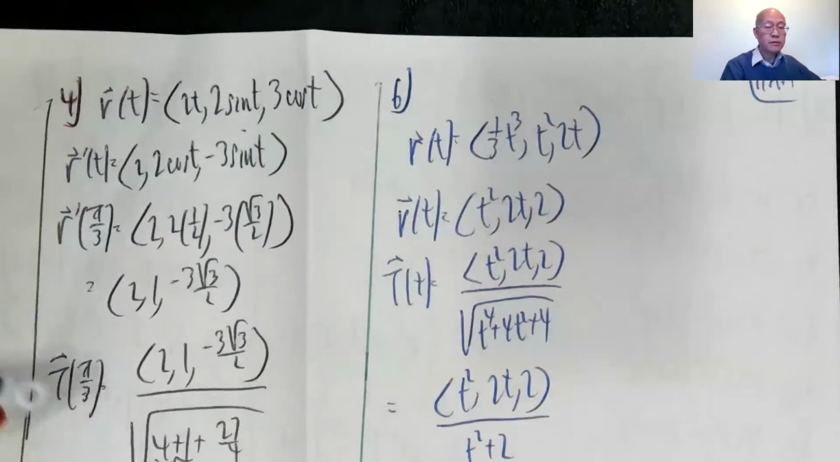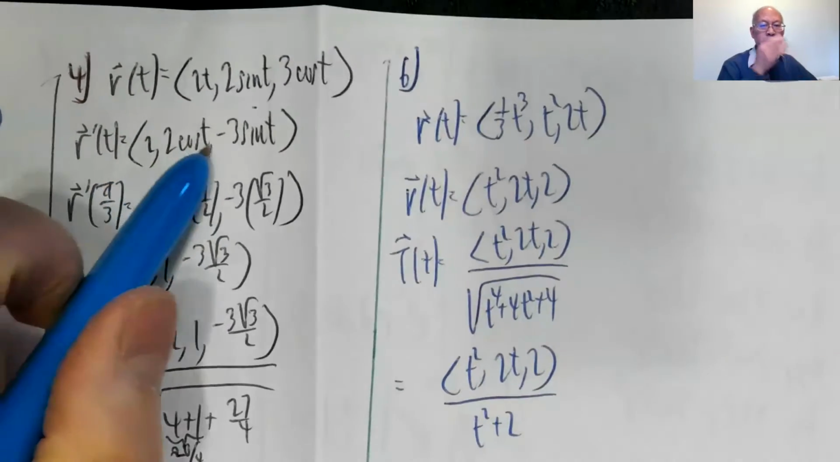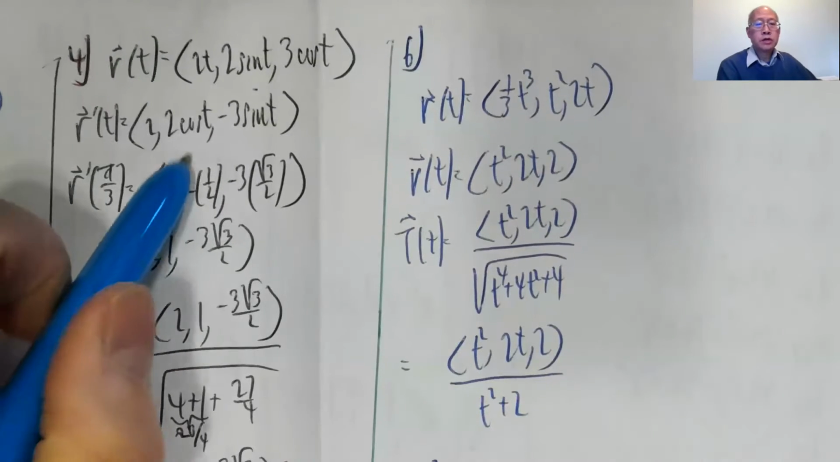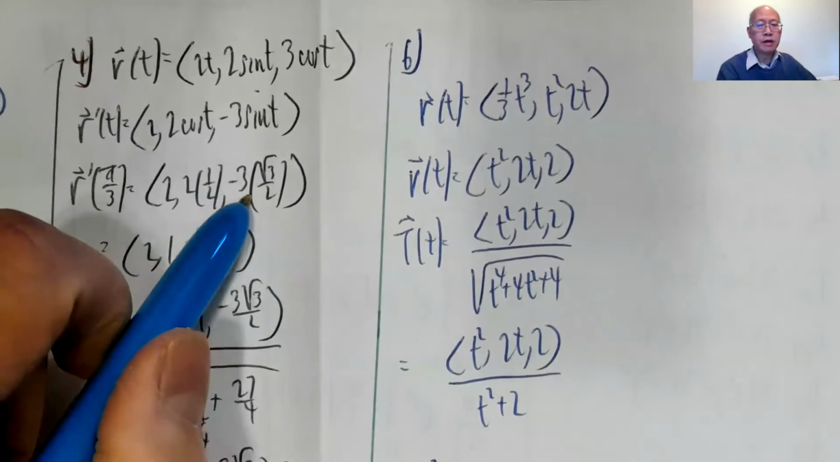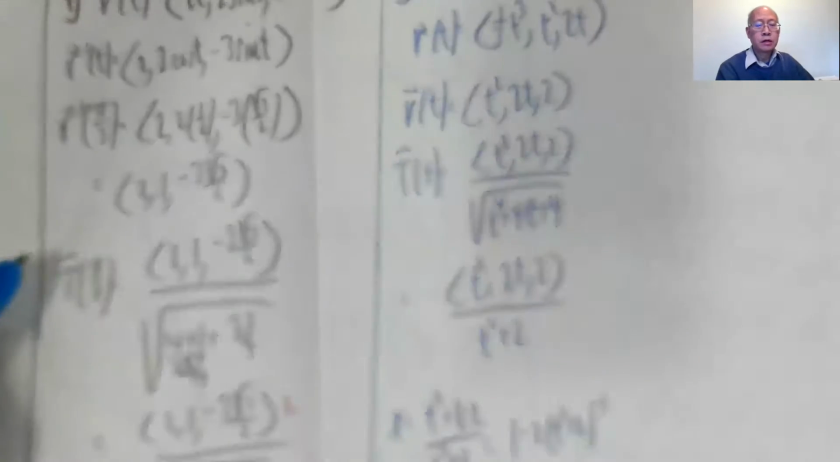Number 4, r prime is 2 cosine t, -3 sine t. Plug in pi over 3. 2 times cosine of pi over 3 is 1. -3 times sine of pi over 3 is -3 radical 3 over 2. So 2, 1, -3 radical 3 over 2.